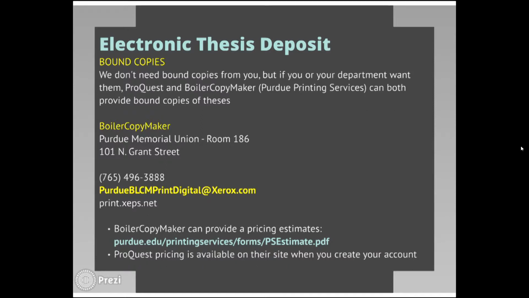The reason for this is because, again, due to processing times involved both at our level and at the ProQuest level, it may be easily 6 to 8 months before you receive your hard copies. So if you are in a hurry to get those, then again, we ask you to check out Boiler Copymaker. They provide a very nice product, have much quicker turnaround, and their prices are competitive. Contact information for Boiler Copymaker is shown on the screen.